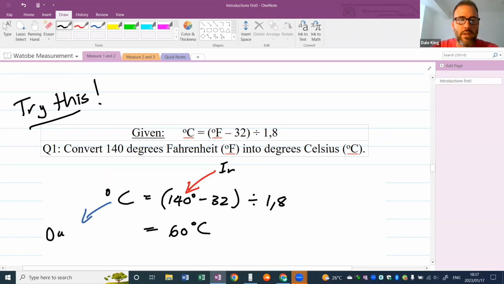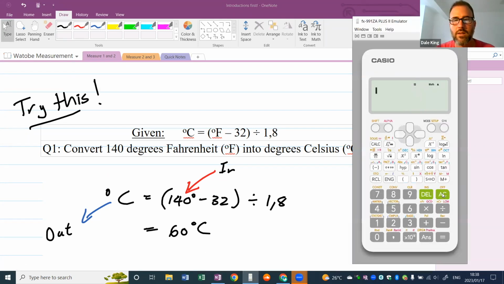All right. So you see 140 goes into the formula there, and when you do all that in the calculator, you'll get an answer of 60 degrees Celsius. All right. So let's see how that looks on the calculator. Okay. Now, there's two ways you can do this. You can write it out on the calculator exactly like it is written on the page there. Okay, I'm going to use my brackets and I'm going to say divide by 1.8. Okay, we should get the same answer of 60 degrees.